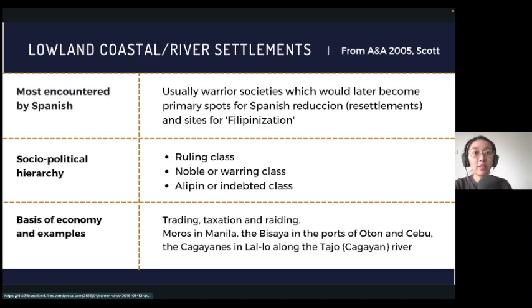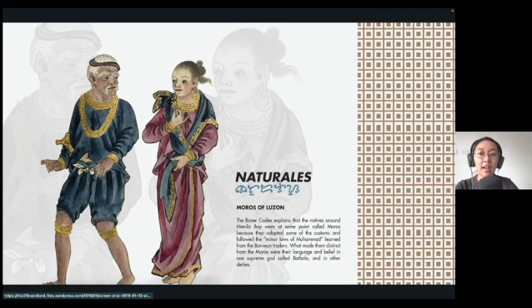So because they live in ports, they can tax the ships that come and try to trade with their area. Examples are the Moros of Manila when the Spanish arrived, the Bisaya in the ports of Oton and Cebu, and the Cagayanes in Lalo along the Tajo or Cagayan River in early points of contact. So here's an example of the people you find in these places.